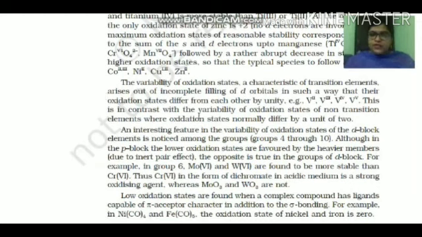In contrast, in the case of non-transition metals, suppose if I talk about p block elements, you can see their oxidation state varies by 2. If I talk about tin, Sn, it varies from +2 to +4. For lead it will be +2 and +4.